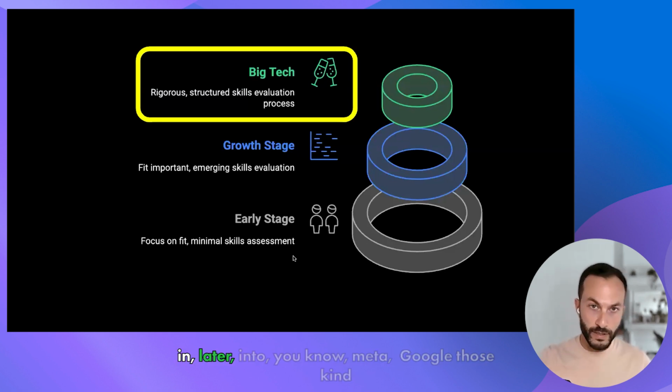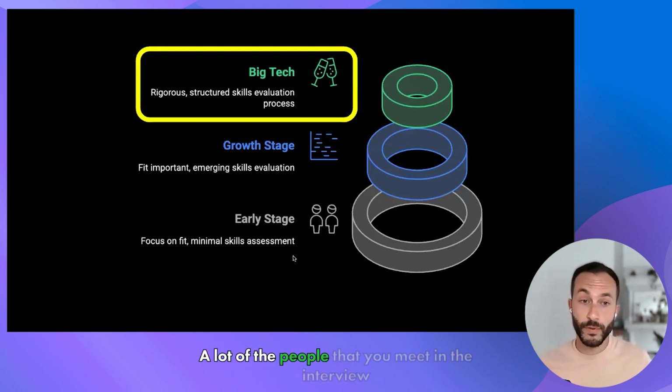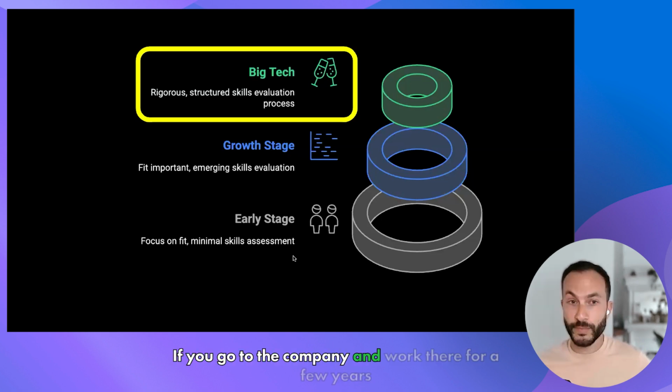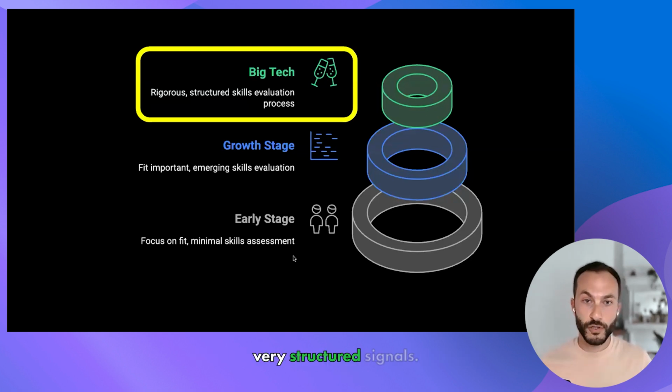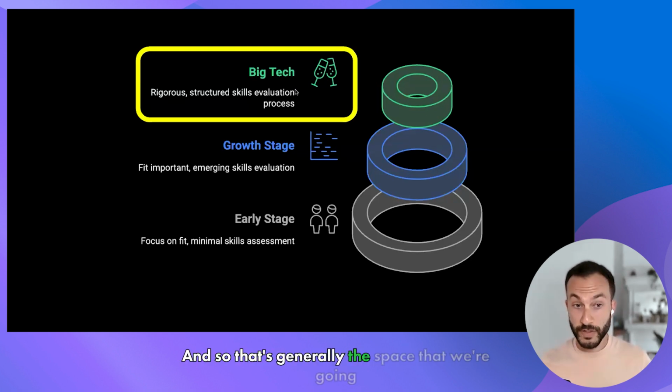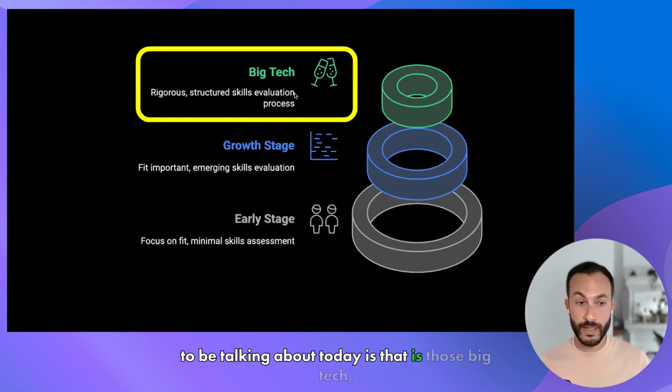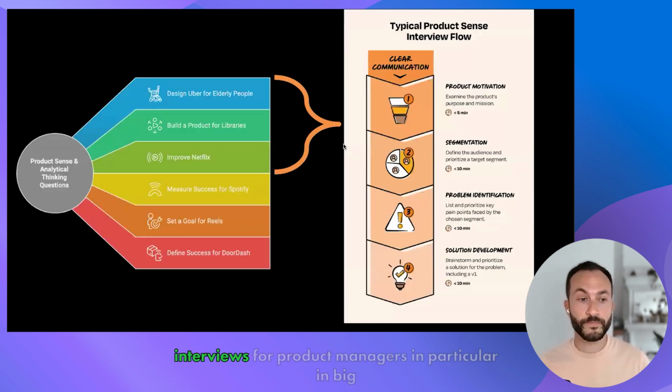As you get later and later into Meta, Google, those kinds of companies, a lot of the people that you meet in the interview process might never work with you. That might be the only time you ever meet them if you go to the company and work there for a few years after. So they're focused entirely on skill evaluation, very structured signals. And so that's generally the space that we're going to be talking about today, those big tech interviews.